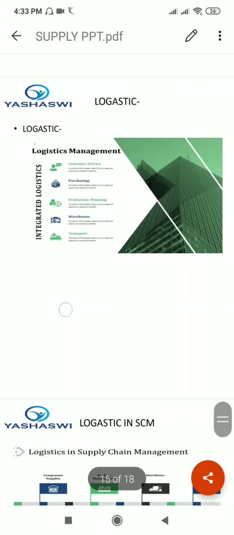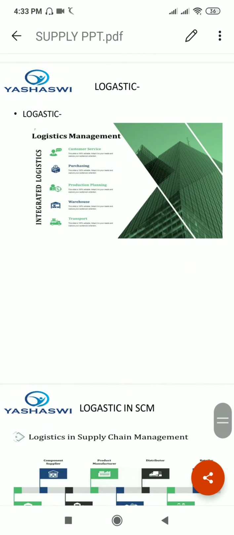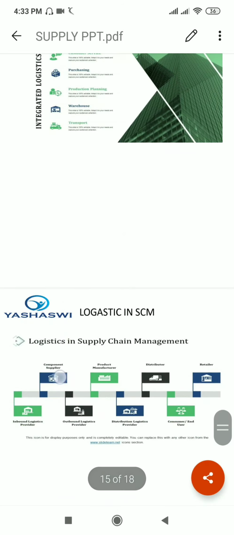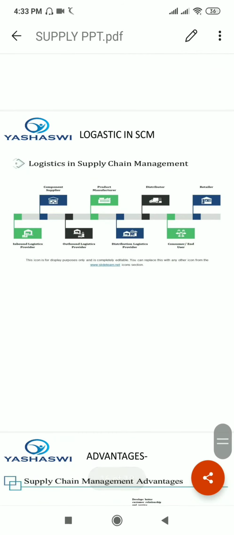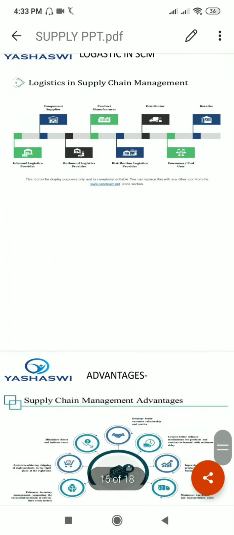In logistics, there is customer service, purchasing, production planning, warehouse and transportation. Logistics is mostly of two types: inbound logistics and outbound logistics. In inbound logistics, there is a relation between supplier and manufacturer. In the outbound system, there is a relationship between manufacturer, supplier, retailer and store. Here is a diagram showing component supplier, product manufacturer, distributor and retailer. Inbound logistics provider, outbound logistics provider, distributor and logistics provider serve the customer and user.